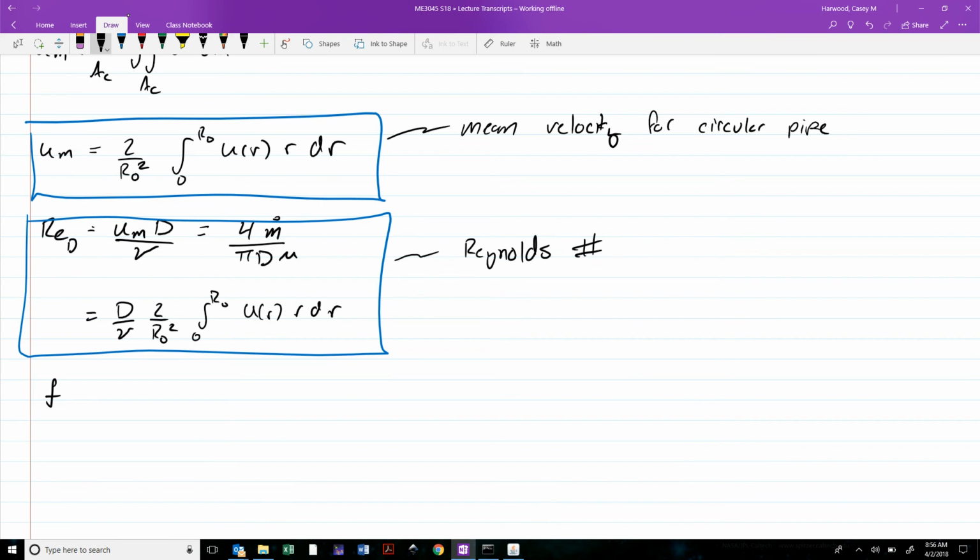So f is defined as negative dp/dx times D over rho u mean squared over 2.